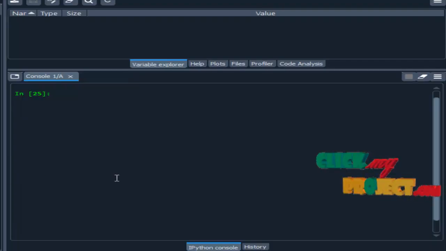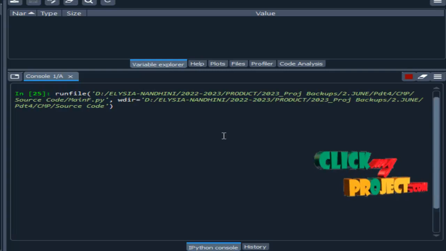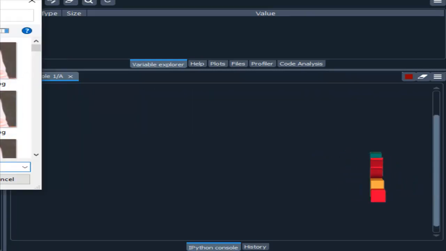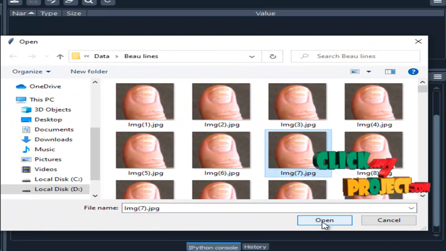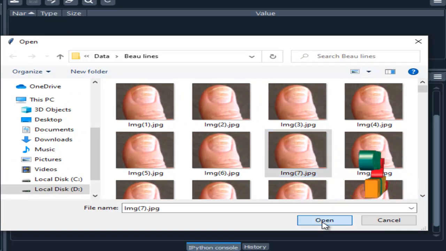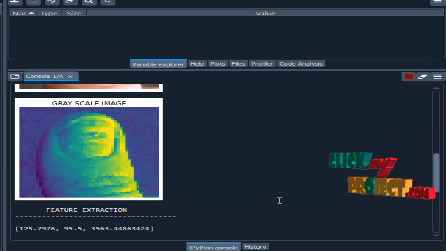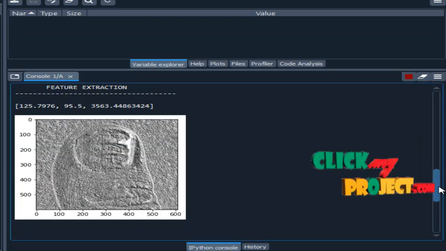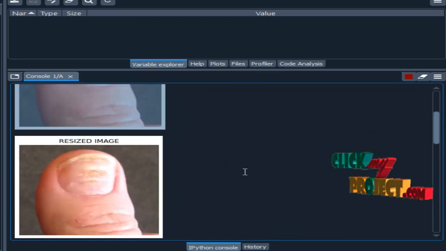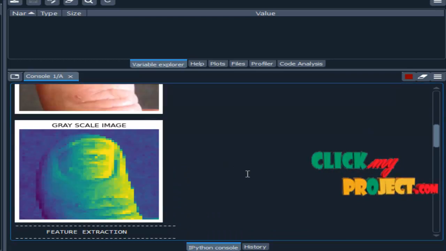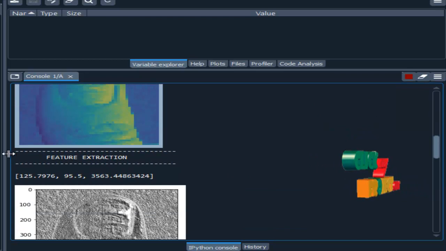Now we are going to explain the demo of our project. So this is the Spyder IDE from Anaconda Navigator. I just run the project. We need to choose one input image from the dataset for identifying the type of disease. So this is the original image, resized image, grayscale conversion, feature extraction.